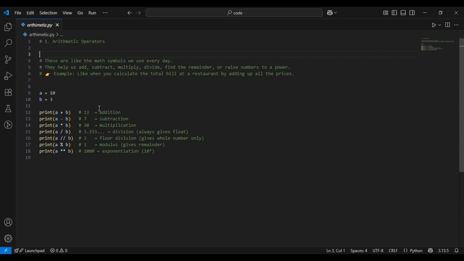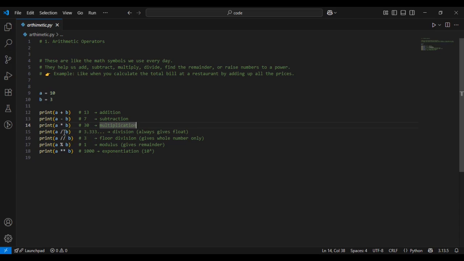That is normal addition. Similarly, subtraction gives us 7. This is the sign for multiplication. We do not use X, we use the star symbol for multiplication. It will give us 30. And division is done by the forward slash, which will give us 3.33. If we use just a single forward slash, it will give us the answer in float, which means decimal. And if we use two forward slashes, it will give an answer in integer.